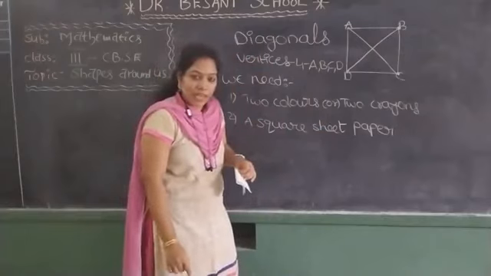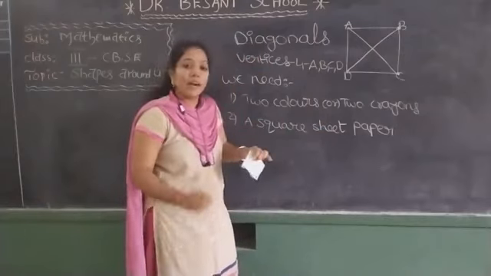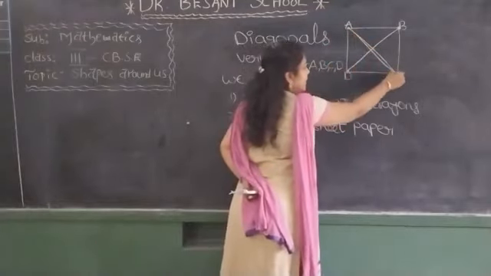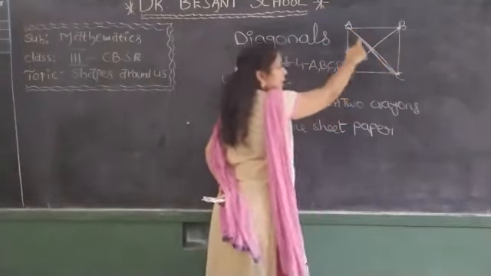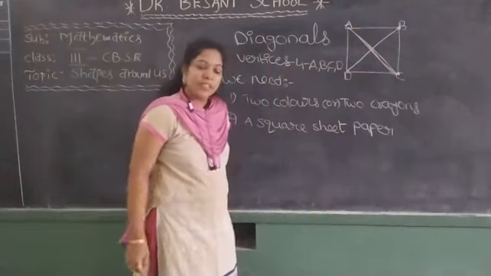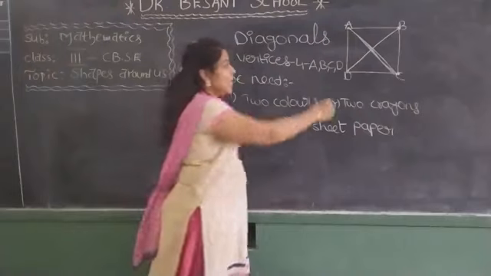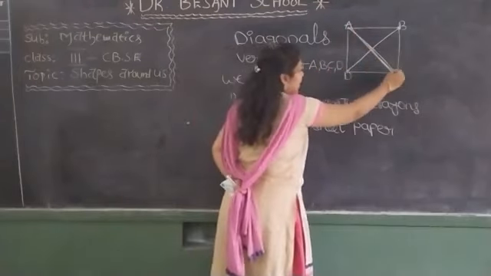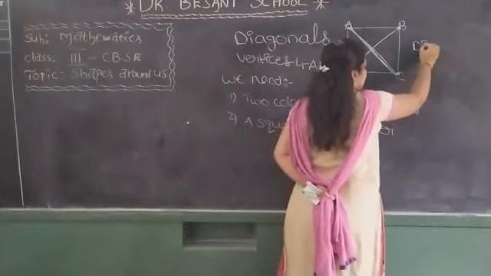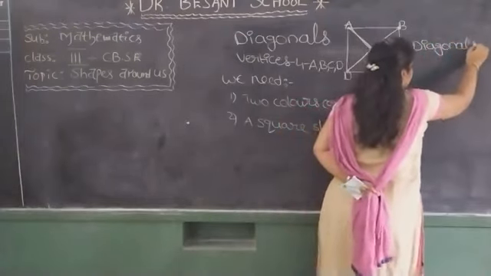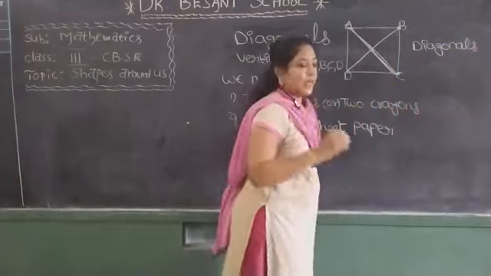What is that one called? Diagonal. See, here AC. That is inside that shape only, and it connects the opposite corners or not? Yes, it connects the opposite corners, which means AC is one diagonal. AC is one diagonal.